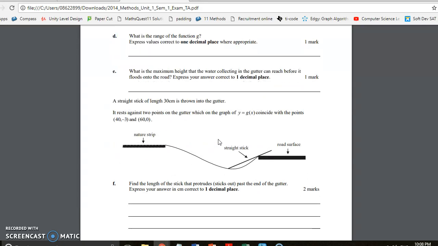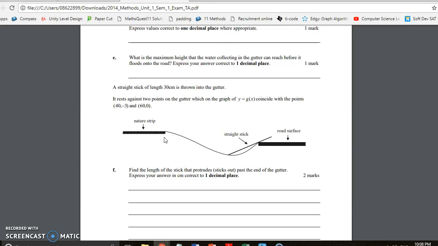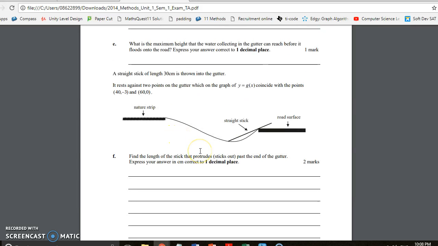A straight stick of length 30 centimeters is put onto the gutter. It rests on 2 points on the gutter, which on the graph of y equals g of x coincide with the points 40 and negative 3, and 60 and 0. So it attaches itself there. Find the length of stick that protrudes, sticks out. So we want to find this length here.